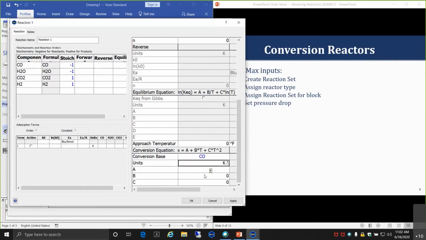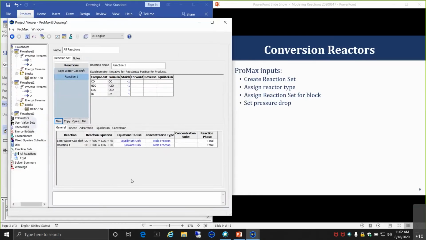What units do you want to have for your temperature? I'm not going to worry about the temperature terms for now, so I'm going to leave that as K, but you can change that temperature between Kelvin and Rankine. And we can now come in and set a conversion basis. So we'll say that 75% gets converted of our CO. We'll click OK.